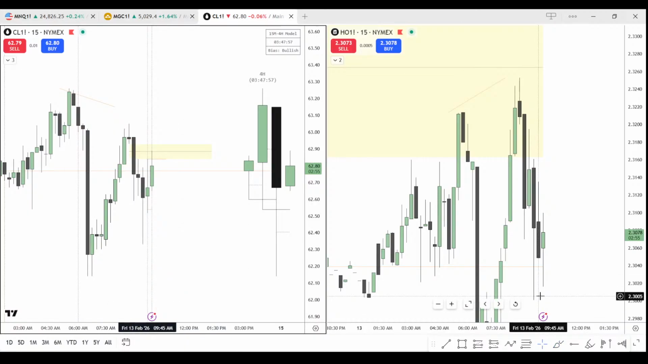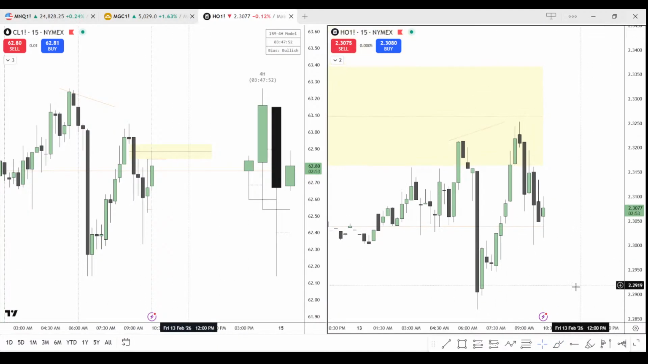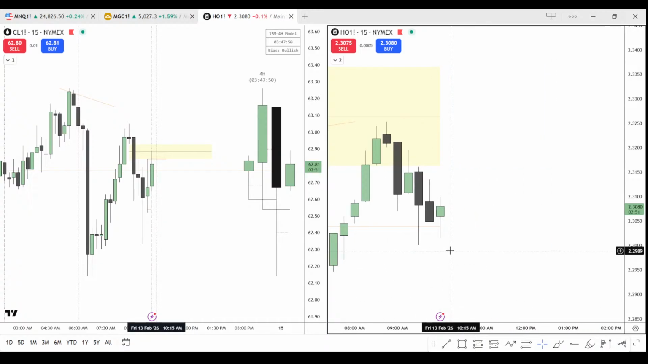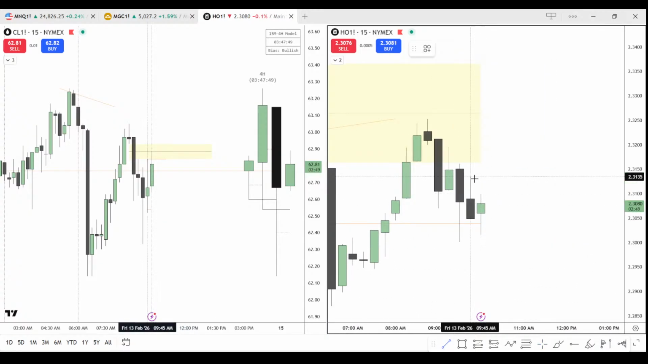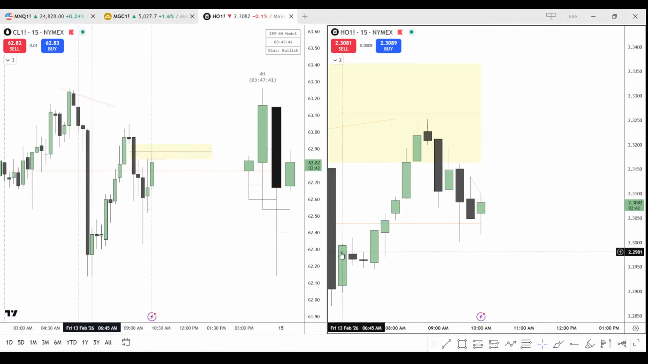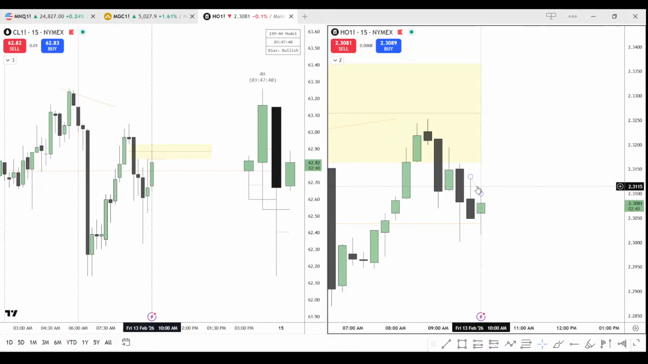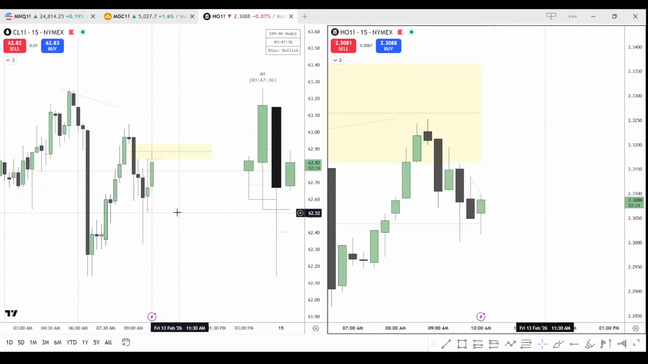And when it comes to correlation, we already are forming this one stage at least for now with this SMT up here. But yeah, one stage with that PSP. But if we don't close above this high here in HO, that becomes a two stage and we can look for lows in silver.